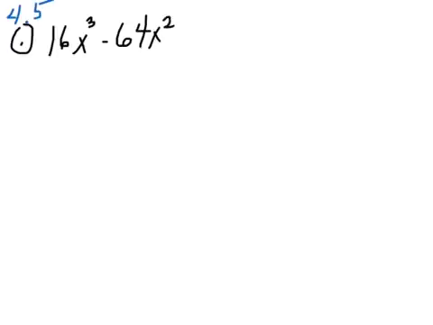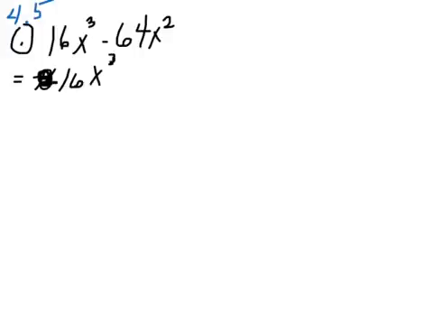Okay, the first thing I need to do is look for a GCF. Every single time, is there a GCF? Something divides out of both of these. Yes, 16 goes into both of these. Let me write that where you can read it. 16 goes into both of these, and both of these have an x squared.